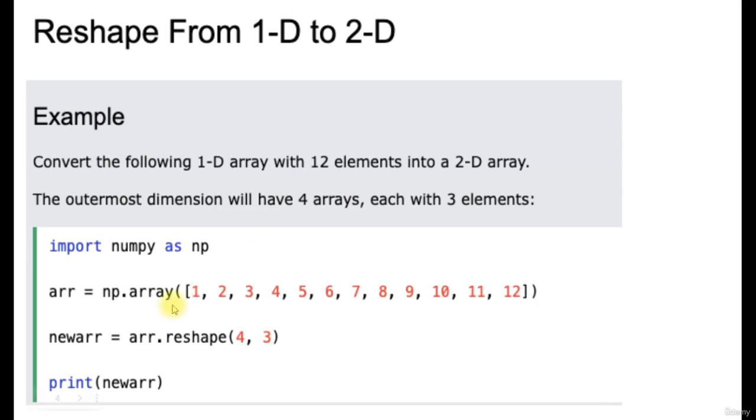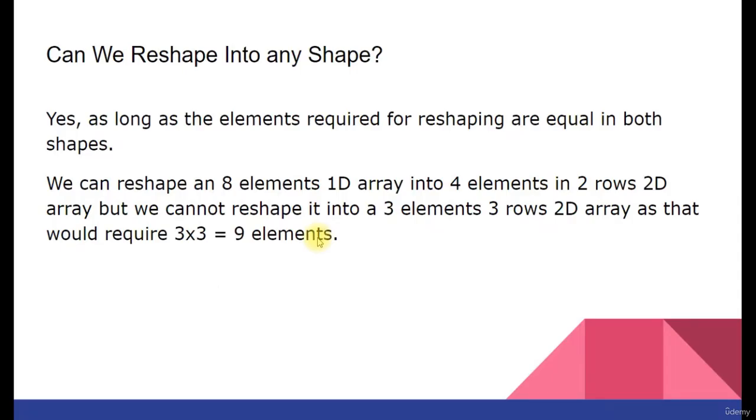So let me explain this code one more time. Here we already have one array called arr and it is a 1D array containing 12 elements. Now the task given to us is that we have to reshape this array into a 2D array. So the outermost dimension will have 4 arrays with 3 elements. So we call arr.reshape and we give 4, 3, and this newly reshaped 2D array from the original 1D array we are storing into new arr. So this is how reshaping of an array works in NumPy.